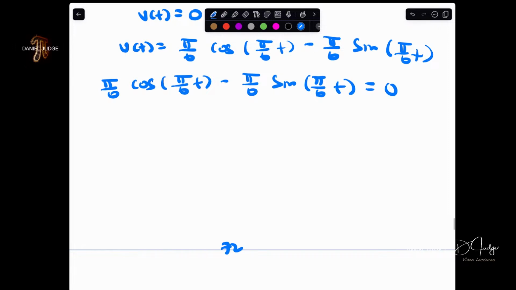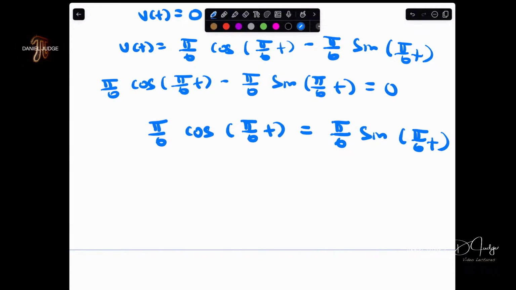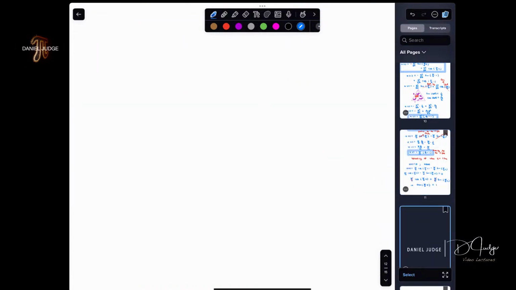Okay. Again, you're going to see pi over 6 cosine pi over 6t will equal pi over 6 sine pi over 6t by adding the sine to both sides. Divide both sides now by pi over 6, and you get cosine equals sine, which implies, again, the very famous classical tangent of pi over 6t is 1 now. And we need more paper. I'm trying to find where that particle stops. It's going to just be a trig equation.